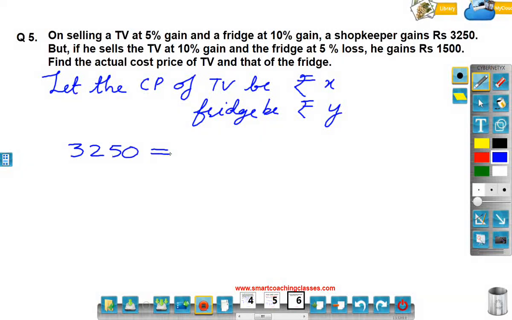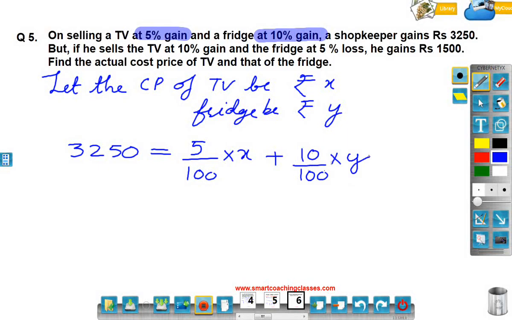The question is, how did you get 3250? Now this 3250 is composed of two parts. First is 5% gain and second is 10% gain. So keeping this in mind, let's understand. 5%, that means 5 upon 100 of what? Of X. And 10%, that means 10 upon 100 of what? Of Y. So 5% of TV and 10% of fridge. I'm sure case 1 is clear to you.